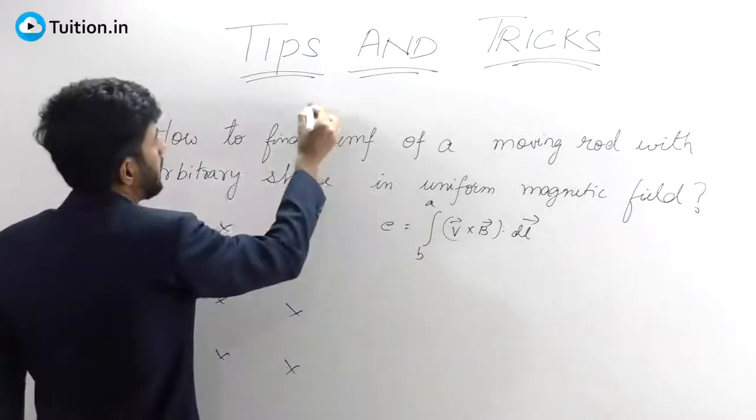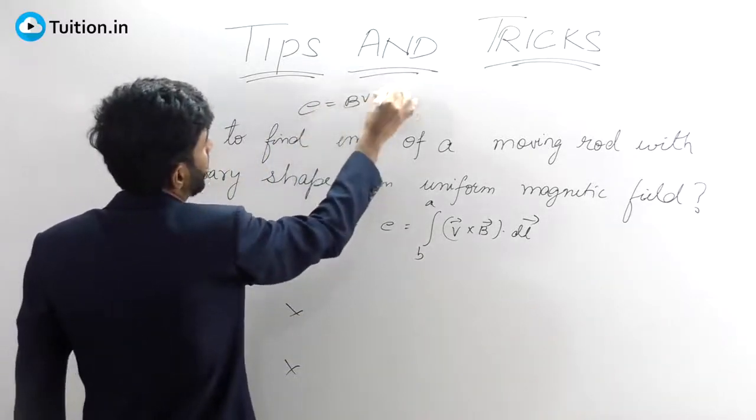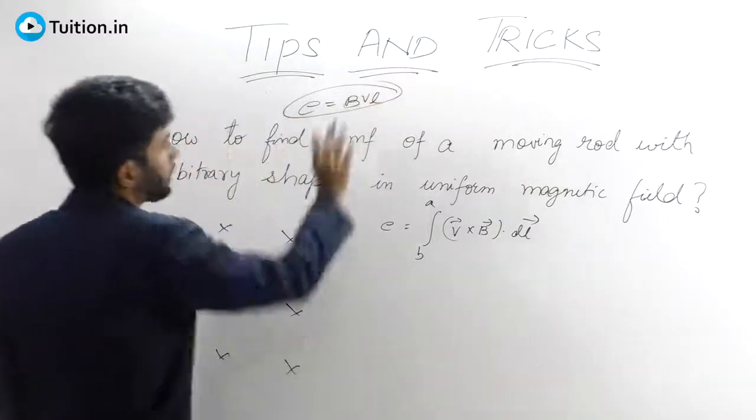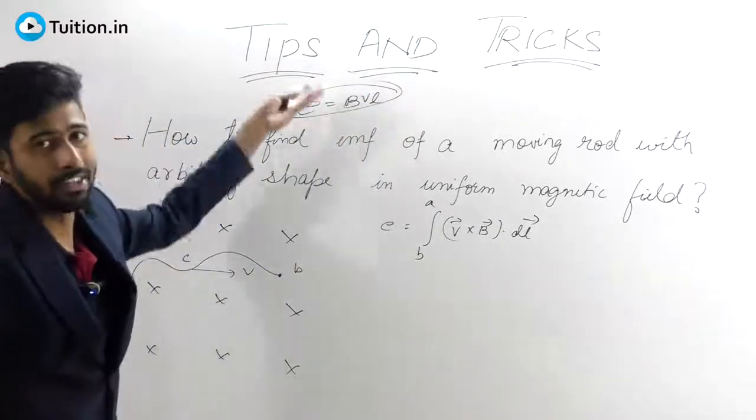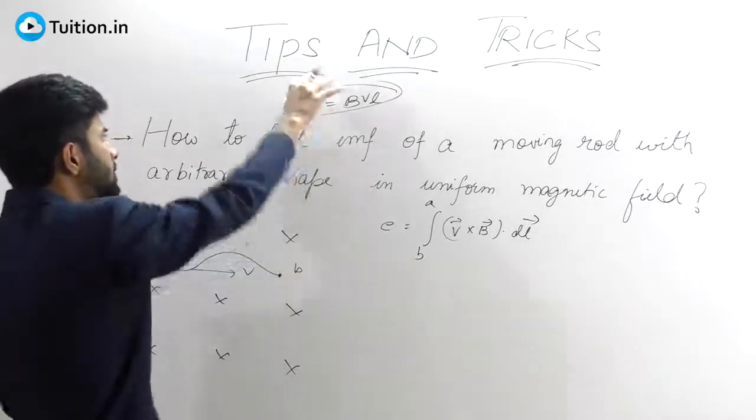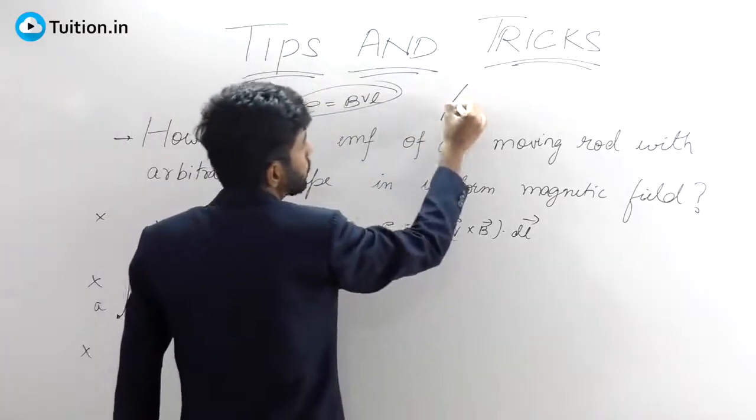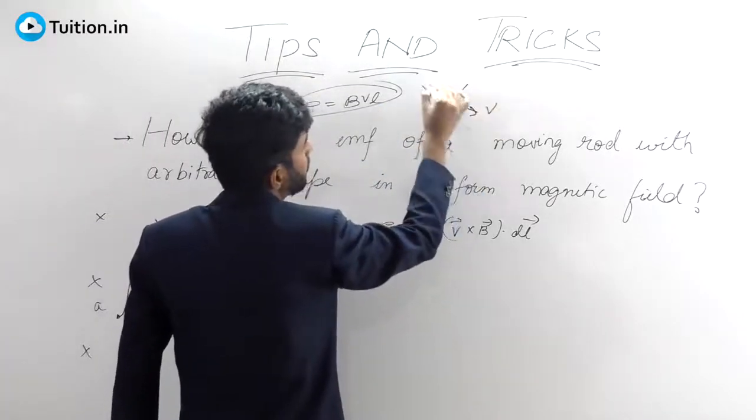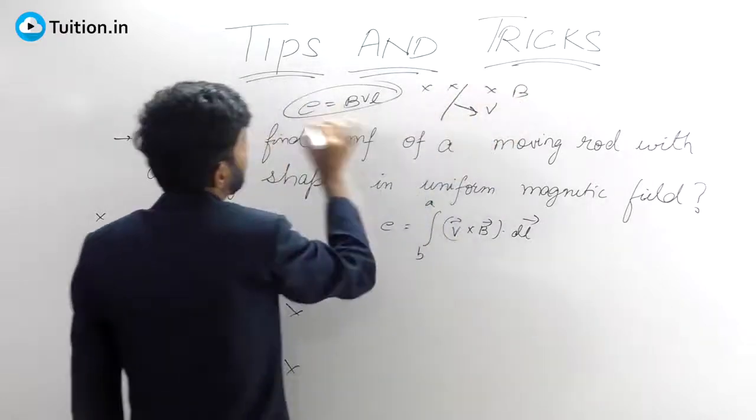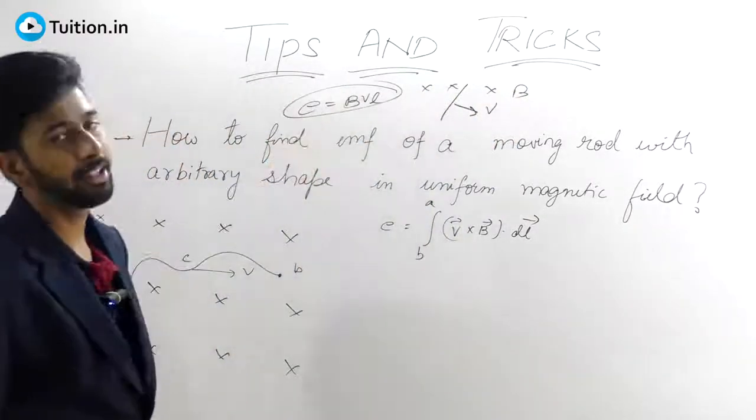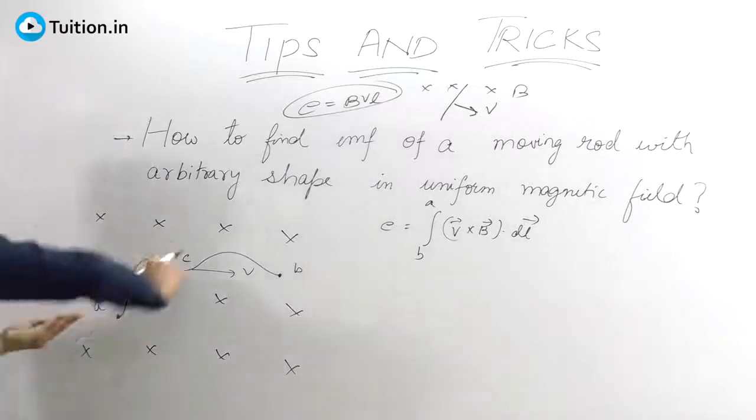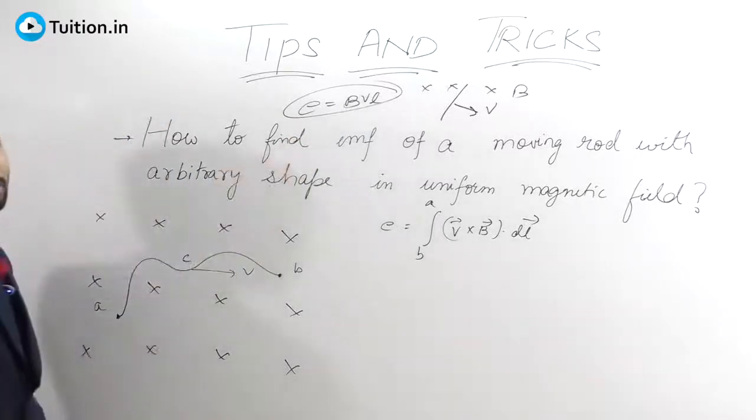EMF is given by this formula, E equals BVL, which has actually come from a lot of magnetic concepts, like concepts of magnetism. So if you have a rod like this moving with some velocity v in a uniform magnetic field B, then the magnetic EMF is given by the formula BVL. But if you have a rod of some arbitrary shape, then how do you do it, right?